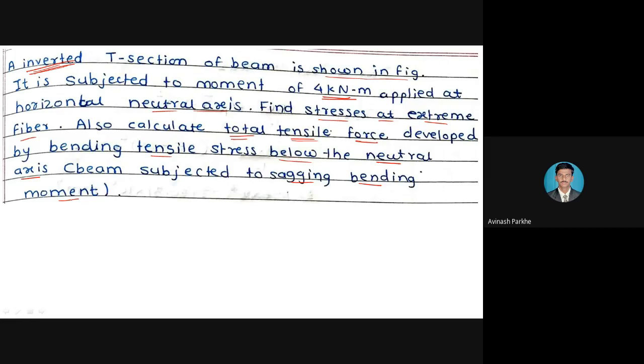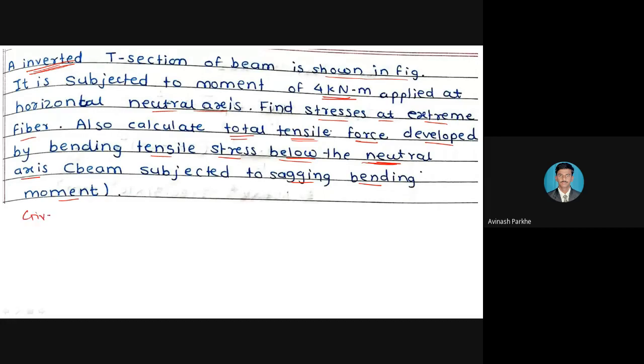So yesterday we solved a problem based on this. Sagging means which type of beam is there? Simply supported or cantilever beam? Simply supported. Yes, simply supported beam means the portion below the neutral axis is subjected to tension, and the portion above the neutral axis is subjected to compression. In addition, in the statement they have also mentioned to calculate total tensile force developed by the bending tensile stress below the neutral axis. म्हणजे फिगर स्टेटमेंट मध्ये पण सांगितलंय की सेंट्रल ऍक्सिसच्या खालचा पोर्शन हा टेन्साइल आहे. Okay, so this is the statement given.